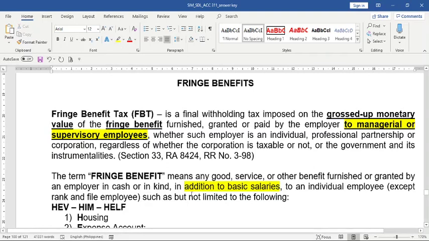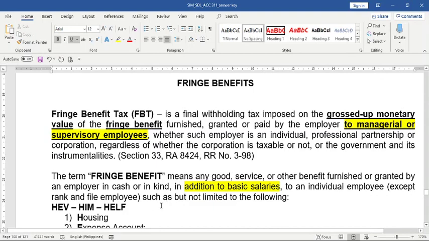Remember in our individual income tax, for the rank and file, we have additional or other benefits. So it is added on to our compensation income. We have a limit of up to 90,000 for the 13th-month pay and other benefits; they are tax exempt, and the excess of it becomes part of our compensation tax. Okay. So this one is for managerial. So take note, managerial and supervisory.